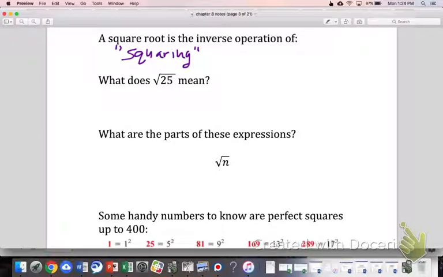So let's take a look here at this next one. I think you probably all know the answer to this one, but let's think about what this really means. What do you think square root of 25 really means? 5. That's the answer, yes, but what do you think it really is asking you?